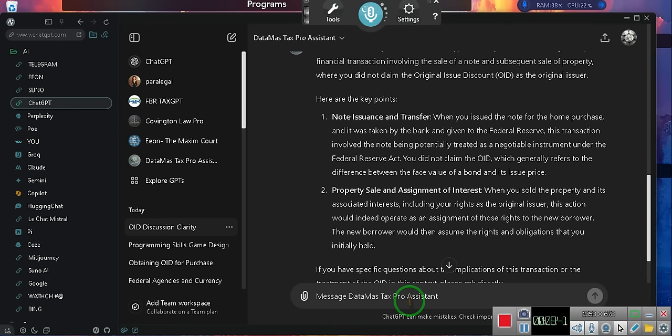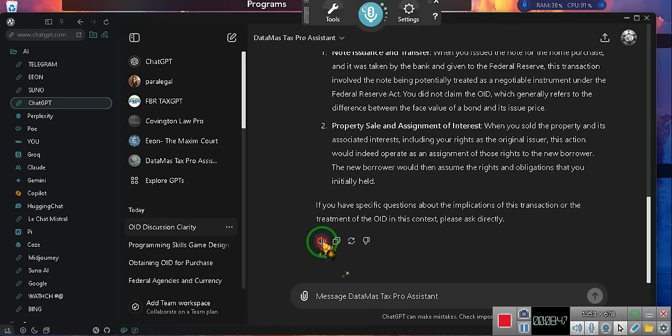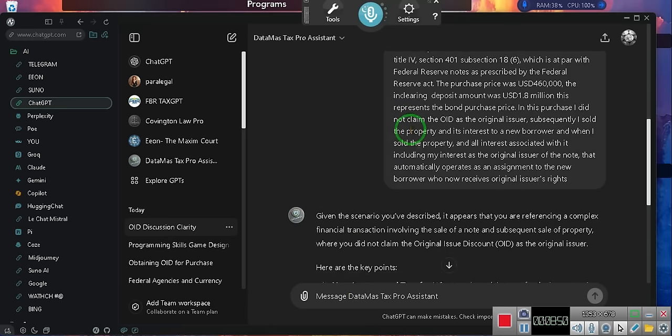Let's get back to the OID, this scenario right here. We're going to let him read it to you so that you guys can see what I'm talking about. I don't know what he said because I haven't read it.